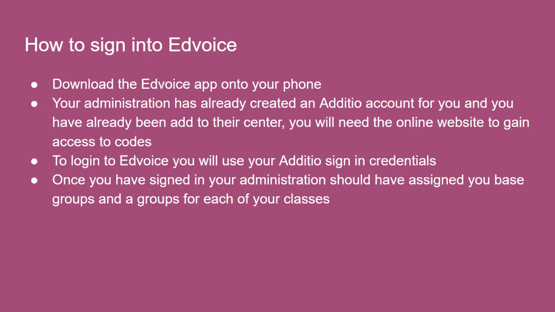So now we're going to get into how to use Edvoice. The first thing you're going to do is download Edvoice onto your phone. And then you're going to take the credentials that your administration should have already set up for you and you should already have from Edito, and that's how you're going to sign in on your Edvoice app. To be able to access the codes that you're going to need for the parents and students, you have to go on the online website, which is just edito.com.